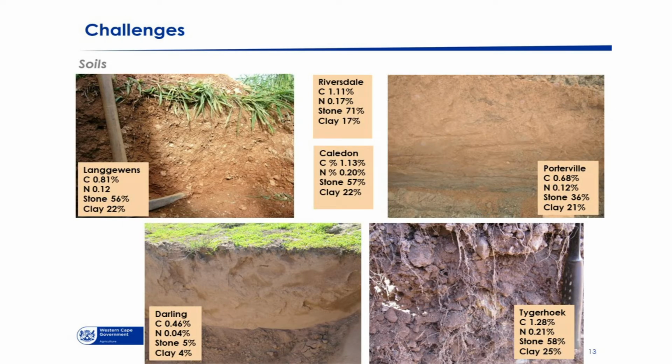And then also when you look at our soils, it is quite different. If you look at the Swartland soil, Langewens, carbon content, this is to a depth of 30 centimeters, 0.8%. The Tygerhoek soil, 1.28, and then Darling sandy soils, and then Porterville intermediate soil. So it's quite a whole range of soils that need to be addressed when we do this research.